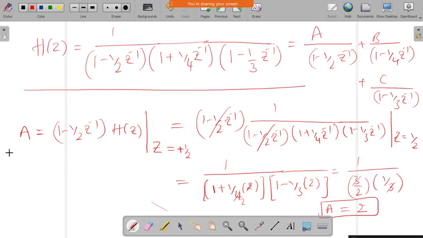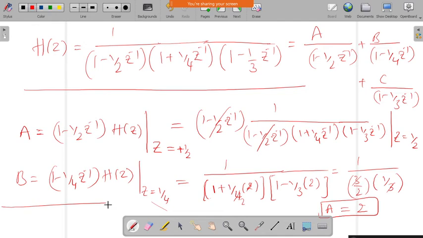So like this you have to find out the coefficients a, b and c. A we got, now we can find out the value of b, which is 1 plus 1 by 4 z inverse into h of z at z equal to minus 1 by 4. Find out the value of b now, and similarly c.